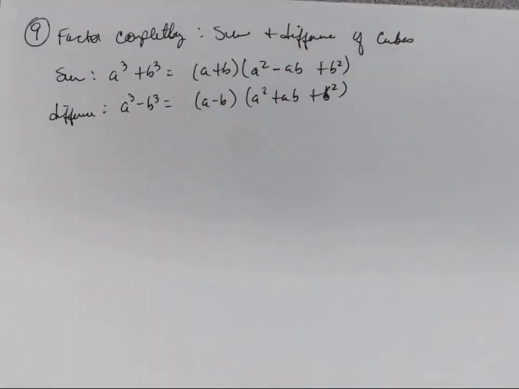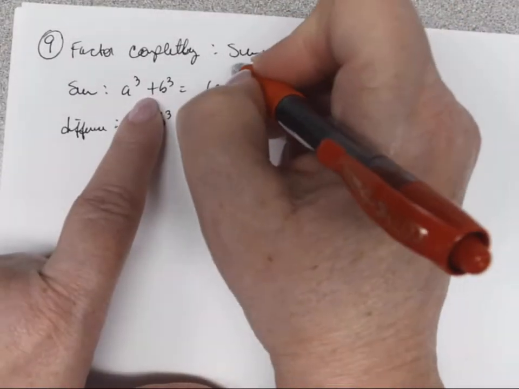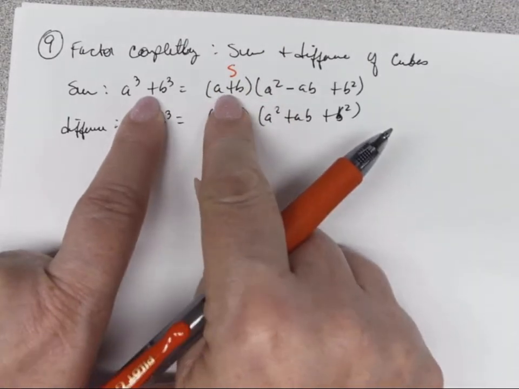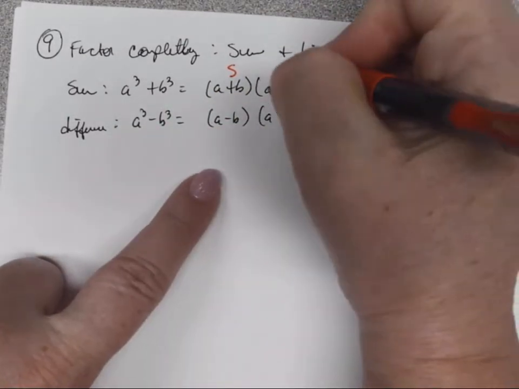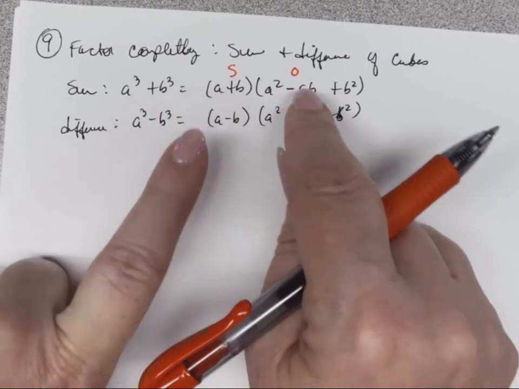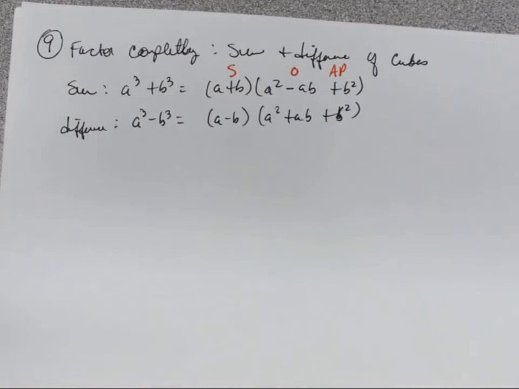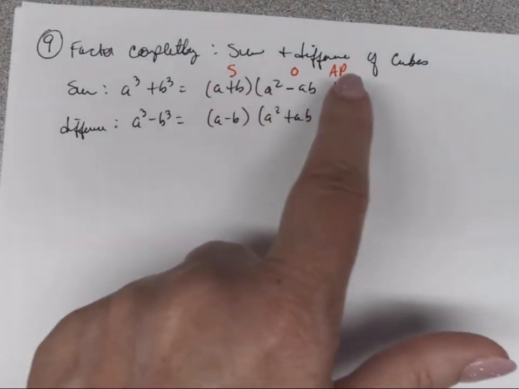Now, the way to remember these is SOAP. The first sign is the same sign, so it's positive or negative. The next is the opposite sign. This one's positive, so it's going to be negative. This one was negative, it's going to be positive. And this one's always positive. So same, opposite, always positive.